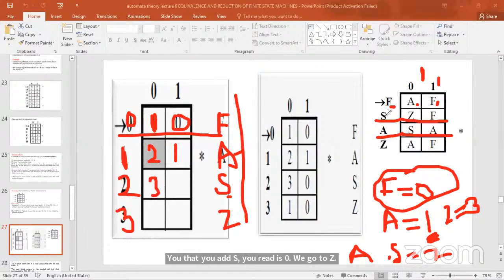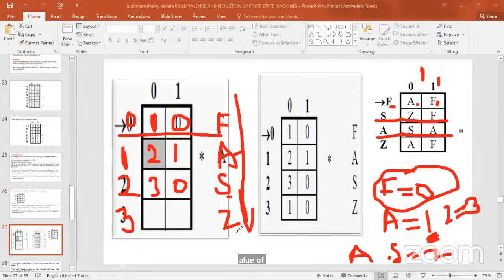Right? Now you are still at S, you read a 1. Where do you go to? F. We already have a value for S, so put 0 here, right? So the next thing on the row here is what? Z. Now you come to Z. When you are in state Z and you read the 0, where do you go to? A. What's the value of A? 1. Good. So put 1 here.